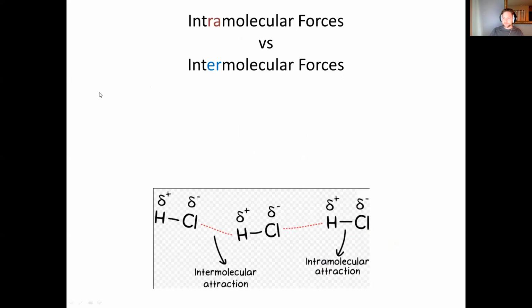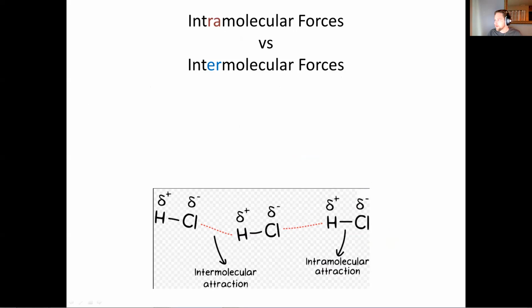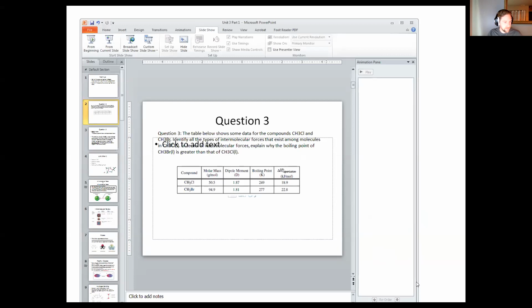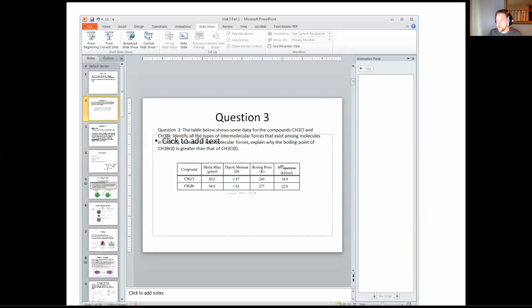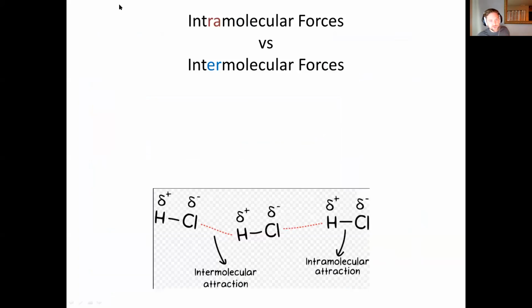So here we go. First thing I wanted to point out is the difference between intramolecular versus intermolecular forces. The graphic below is showing the labeled difference between intra versus inter.